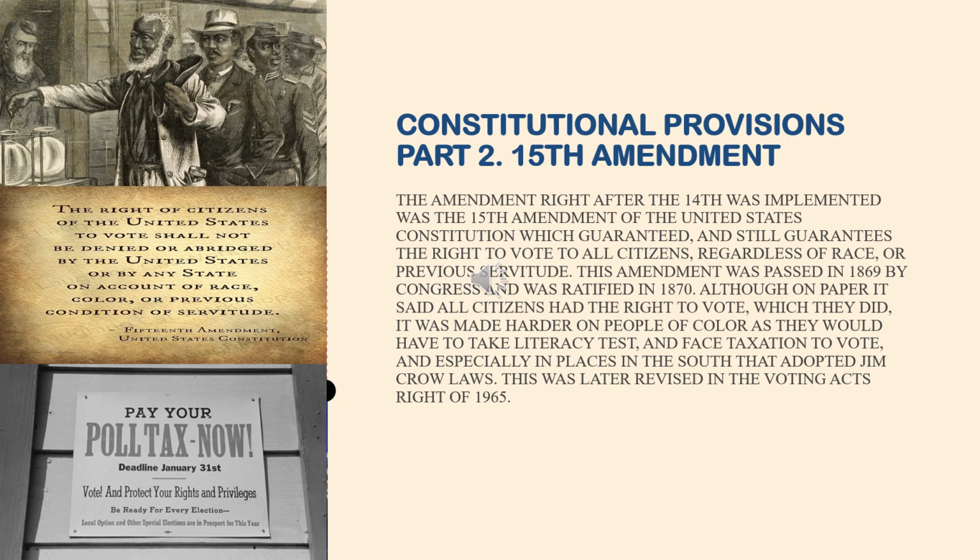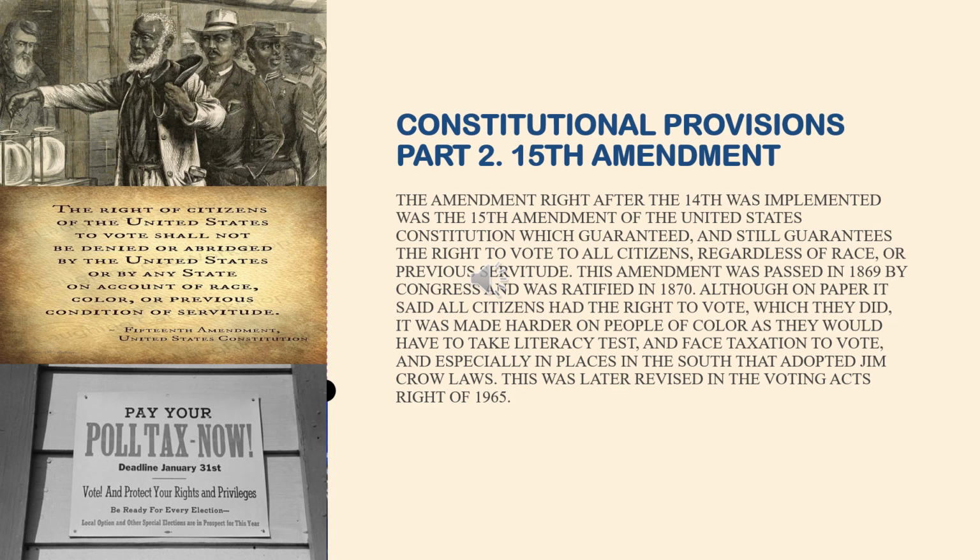For my second constitutional provision, I decided to use the 15th Amendment. The 15th Amendment was the amendment right after the 14th was implemented, and it guaranteed, and still guarantees, the right to vote to all citizens regardless of race or previous servitude. This amendment was passed in 1869 by Congress and was ratified in 1870.